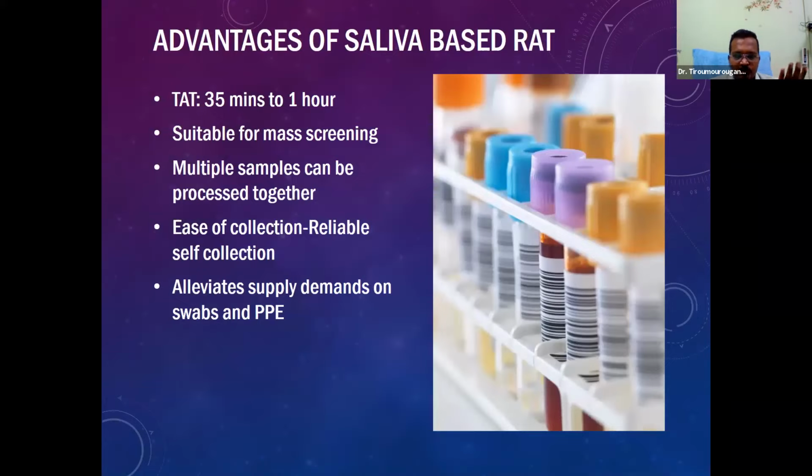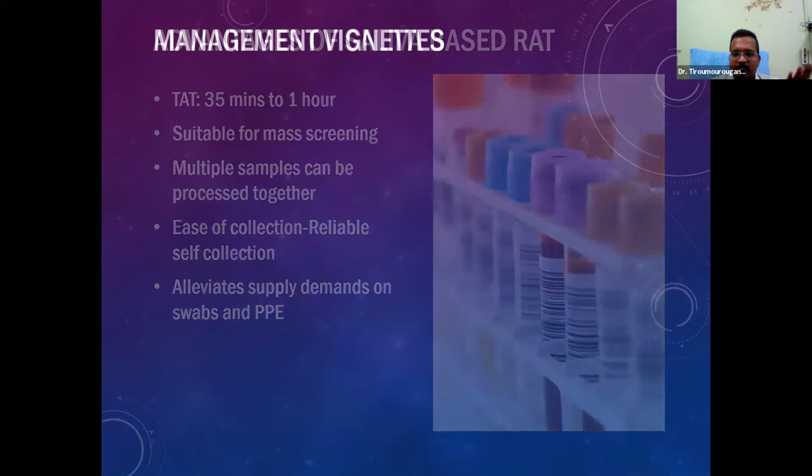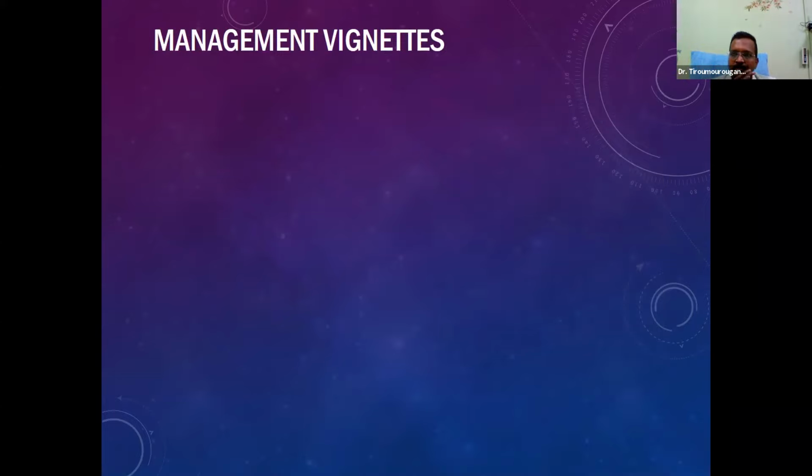I said it is useful for mass screening. Multiple samples can be processed together. But the thing about it is that it brings the need for costly equipment.